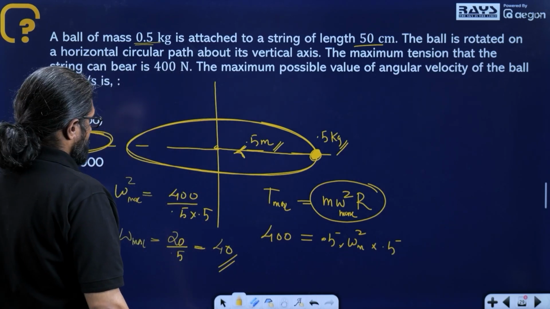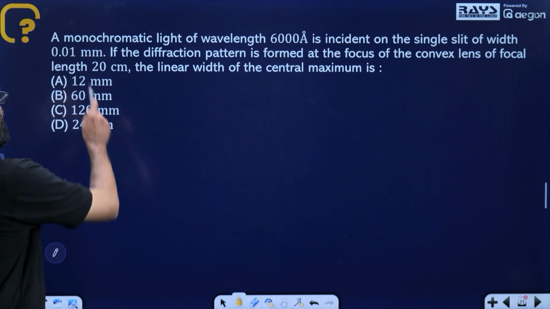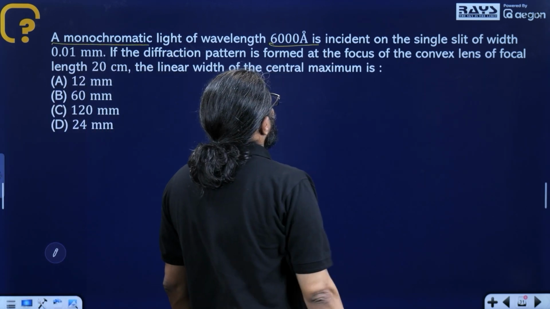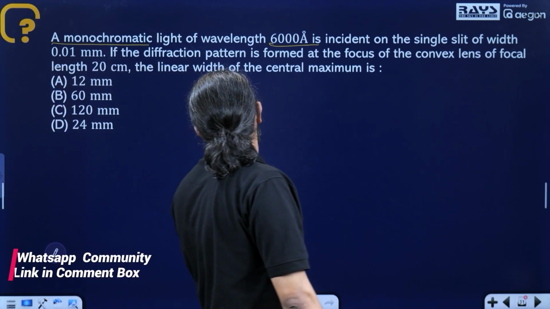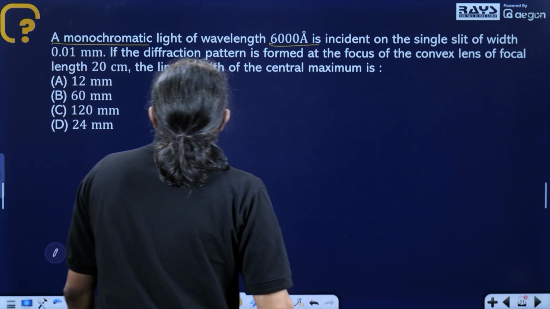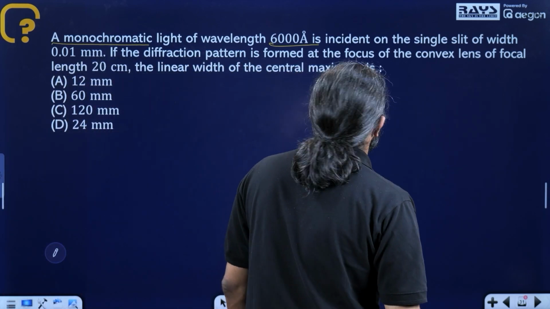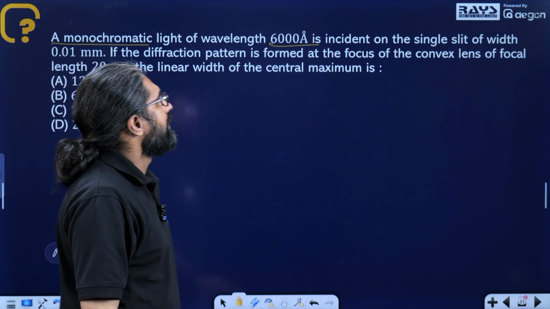Now the next question will be, a monochromatic light of wavelength 6000 angstrom is incident on a single slit of width 0.01 millimeter. Okay. If the diffraction pattern is formed at the focus of the convex lens of focal length 20 centimeters, the linear width of central maxima is.